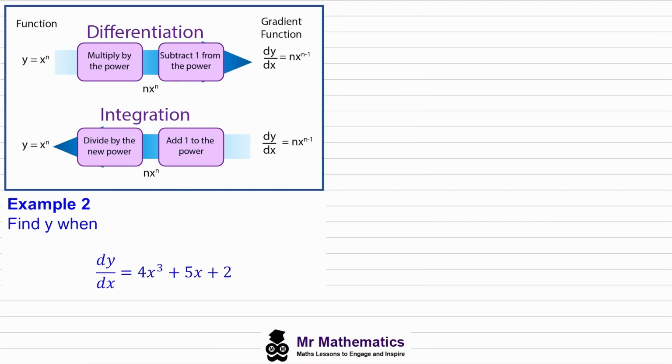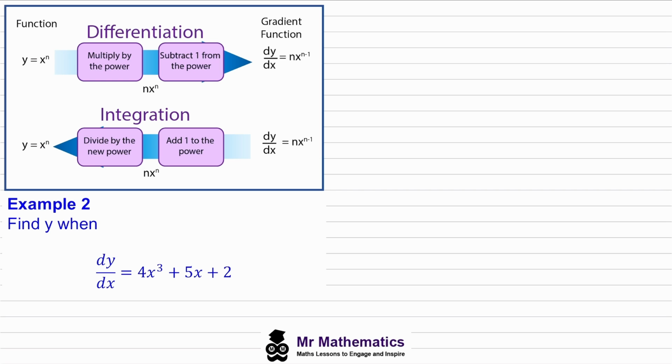For example 2, we've been told that dy by dx is 4x cubed plus 5x plus 2. We've been asked to work out y. So perhaps you want to try this question yourself. You can pause the video, and when you come back, we'll go through the worked solution.